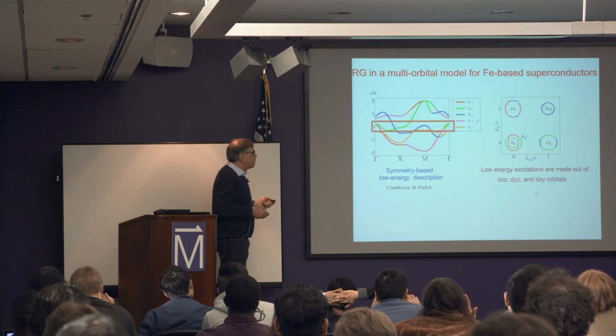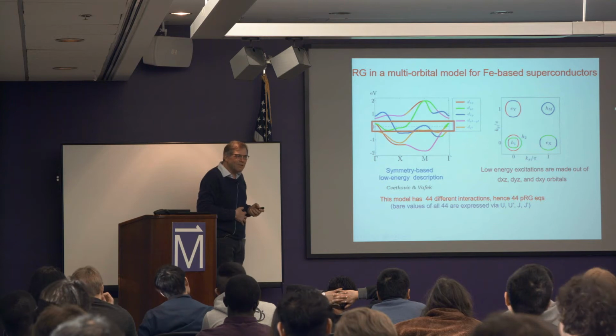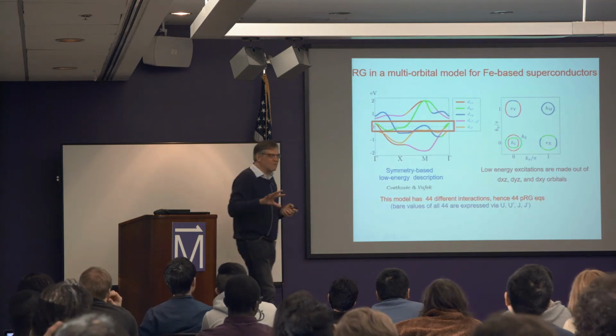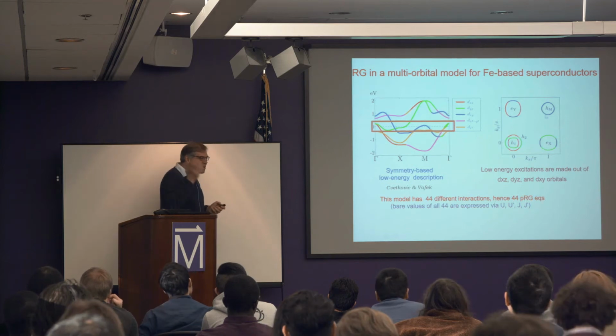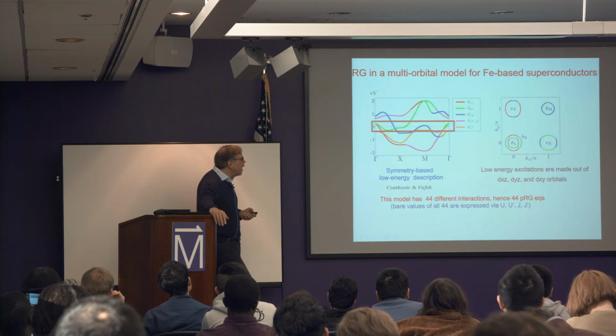Anyway, if you take these 3 orbitals and ask how many different couplings you can write down, it's not 5, it's 44. So now you cannot write equations in 5 minutes. But it turns out that you can still write equations. It's an ugly procedure, but you do it.